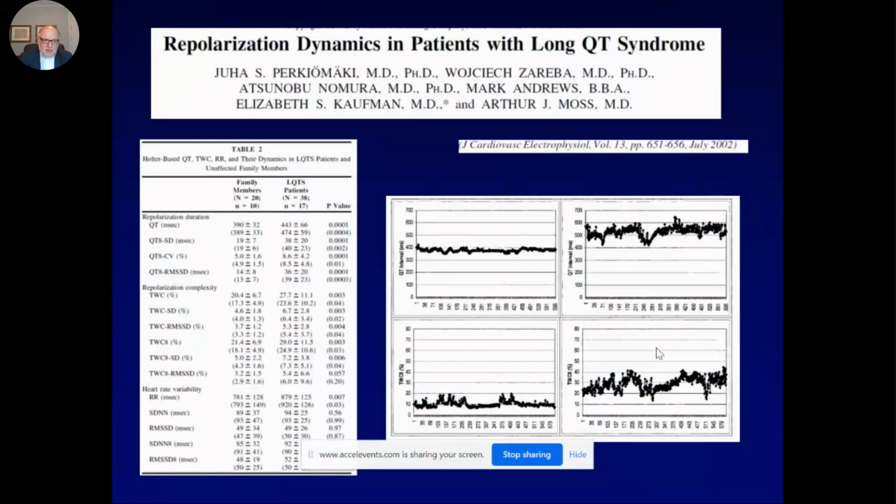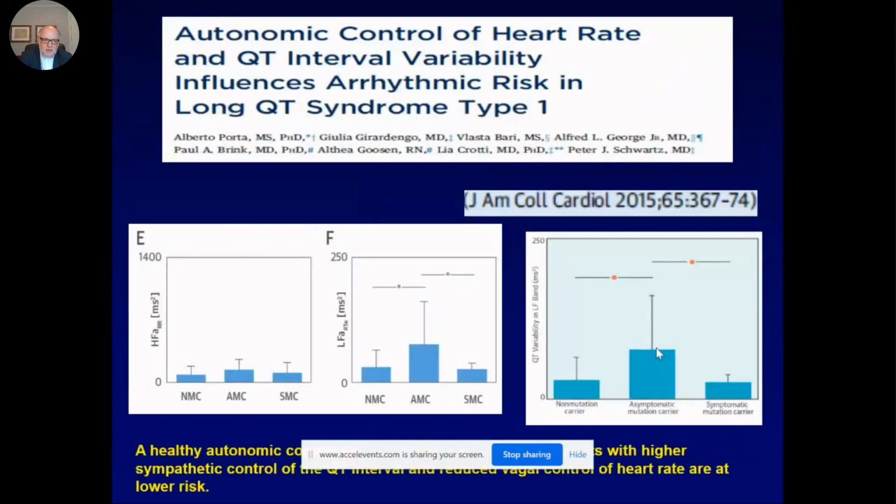Juha Perkiömäki at the same time looked with us at some aspects of QT variability and T-wave variability. What was found in this group of 38 carriers and 20 non-carriers was, again, no difference in heart rate variability, but there was a significant difference in T-wave or QT variability among people with long QT versus not. So somehow this indicates that this instability of repolarization is present in this disease.